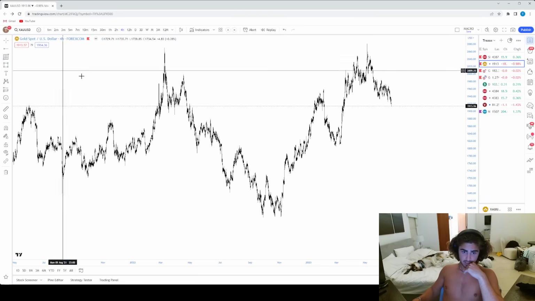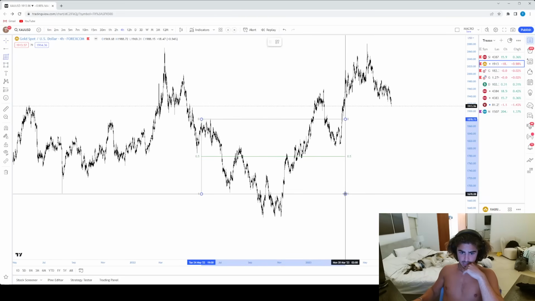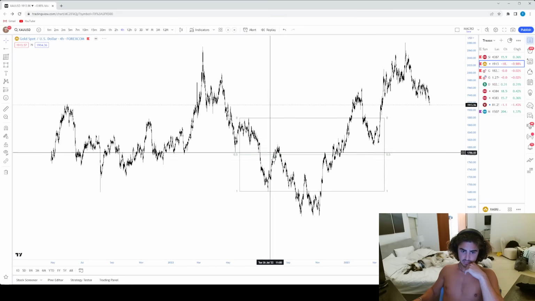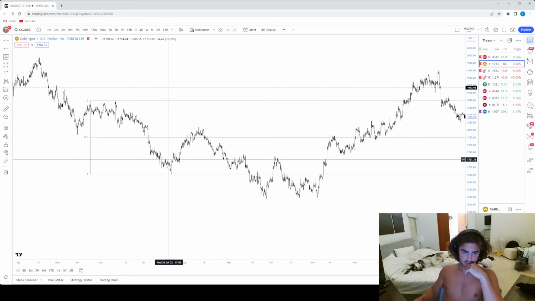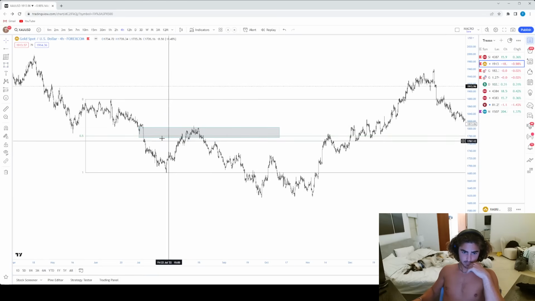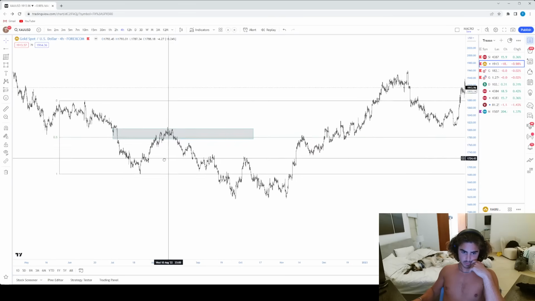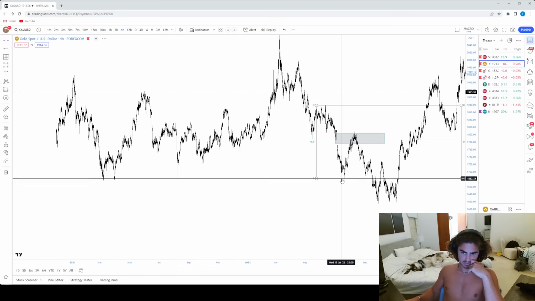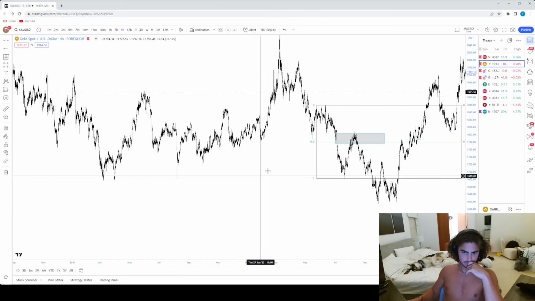Super simple, right? Off this high, down to the low. What does this move up fill? A fat imbalance, right at equilibrium. Break of structure. Where does it target? Previous areas of liquidity.